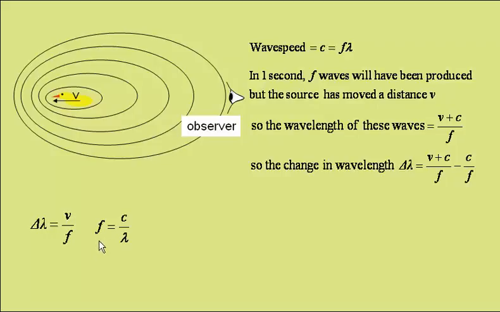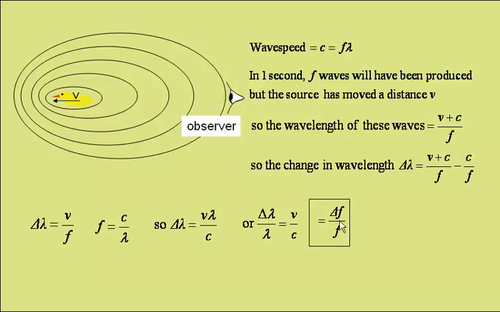We also know that frequency is equal to wave speed over wavelength, which we can substitute in here to get that the change in wavelength is equal to the object speed multiplied by the original wavelength over the wave speed. Or rearranging, we get that the change in wavelength over the original wavelength is equal to the speed of the source divided by the wave speed.